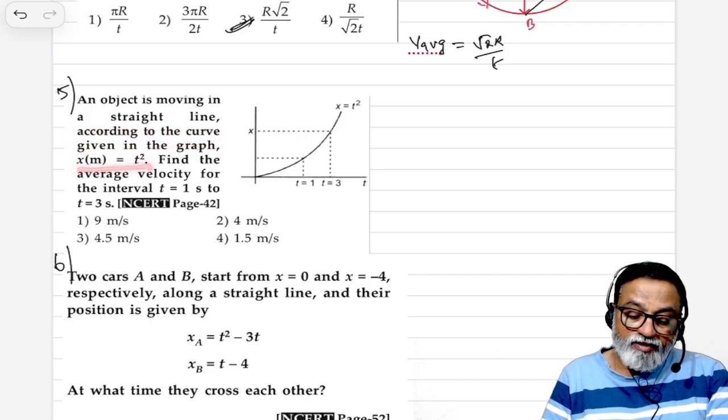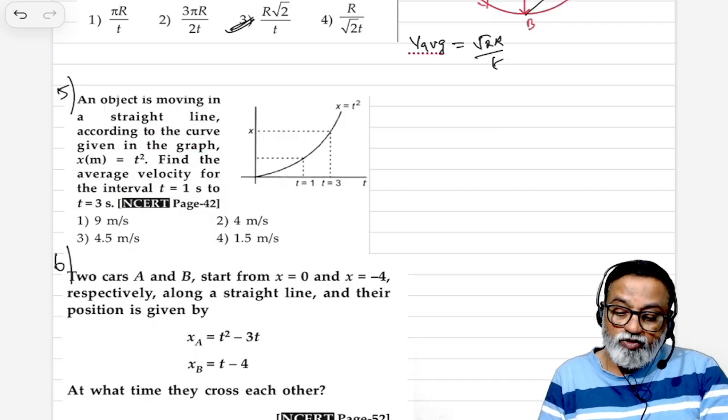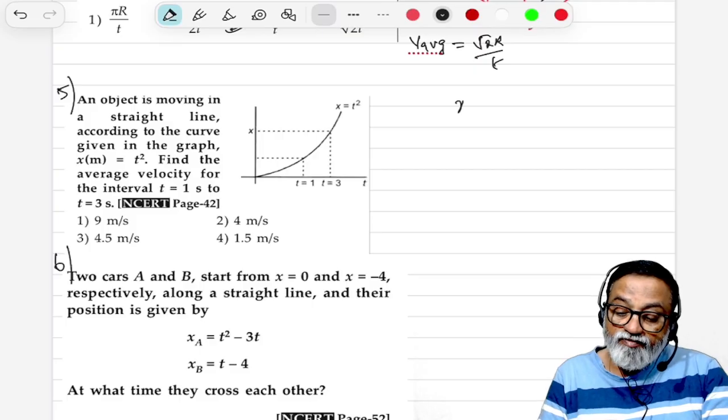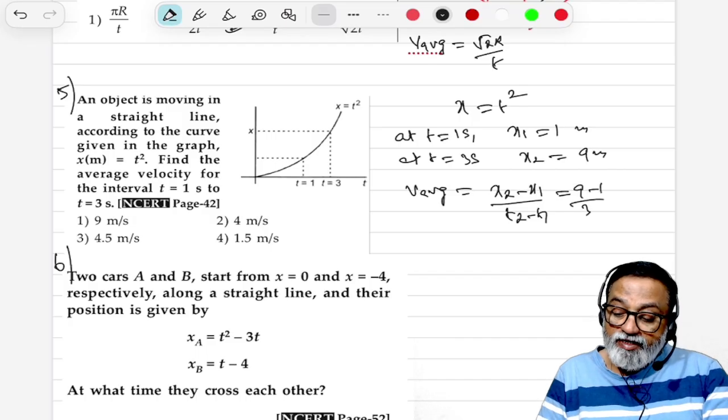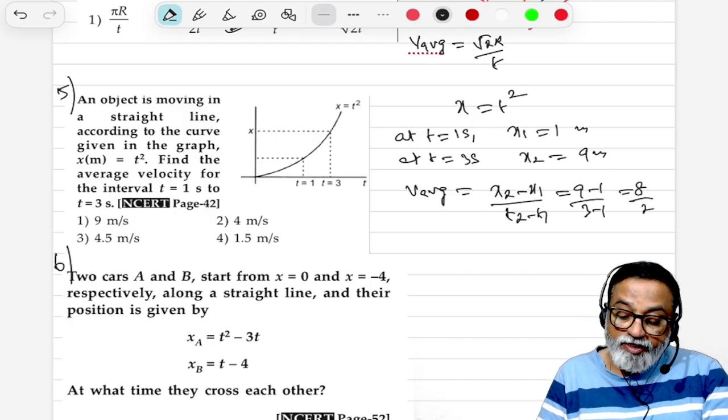See here, an object is moving in a straight line according to the curve given by the equation x is equal to t square. Find the average velocity for the interval t is equal to 1 second to t is equal to 3 seconds. So here x is given as t square. At time t is equal to 1 second, x1 is equal to 1 meter. At time t is equal to 3 seconds, displacement x is equal to 3 square, 9 meters. Therefore, average velocity is x2 minus x1 by t2 minus t1, 9 minus 1 by 3 minus 1, therefore 8 by 2.